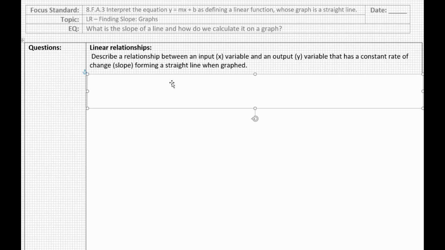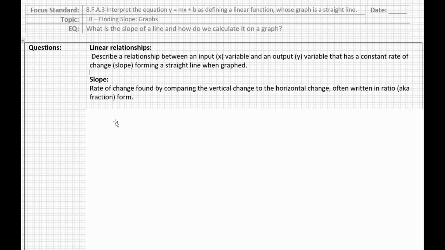Alright, the next vocab word I want to focus on is slope. Slope, as you heard me describe, is a rate of change. A rate is how fast something is happening, and we calculate that by comparing the vertical change, which is the y change, to the horizontal change, which is the x, and it's most often written as a ratio. A reminder that ratio is the technical term for a fraction, so we most often write it in fraction form, but there are other ways to write it as well.